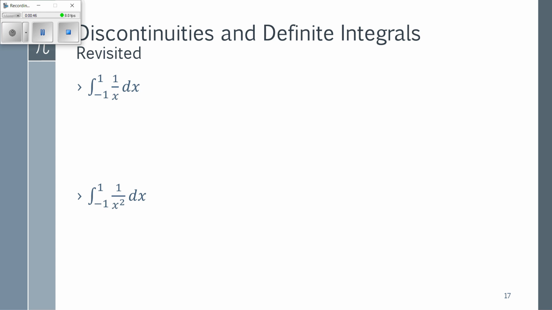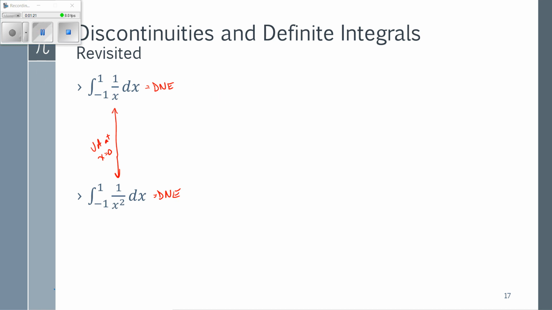And to give examples of this, I'm going to use 1 over x and 1 over x squared, both of which have vertical asymptotes at x equals 0. So technically, both of these should not exist, because 0 is right smack dab in the middle of those. But let's see what happens if I go ahead and pretend like, oh, this is not a big deal.